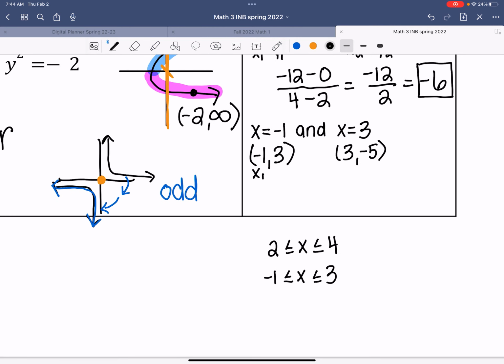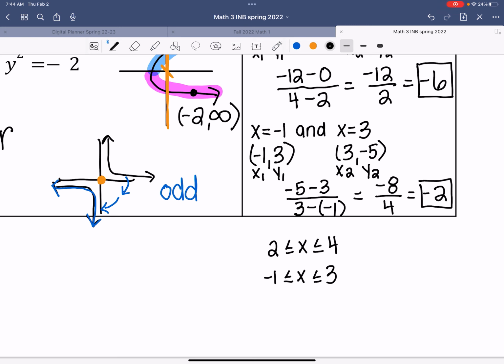So this is x1, y1, x2, y2. So this is going to be negative 5 minus 3. And then it's going to be 3 minus negative 1. So the minus is part of the formula, and then 1 is negative. So I have negative 8 over positive 4, which is going to reduce down to negative 2.